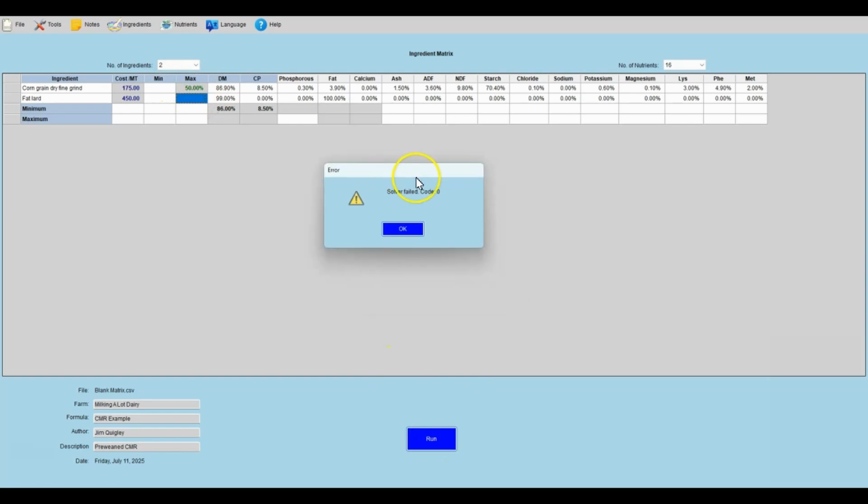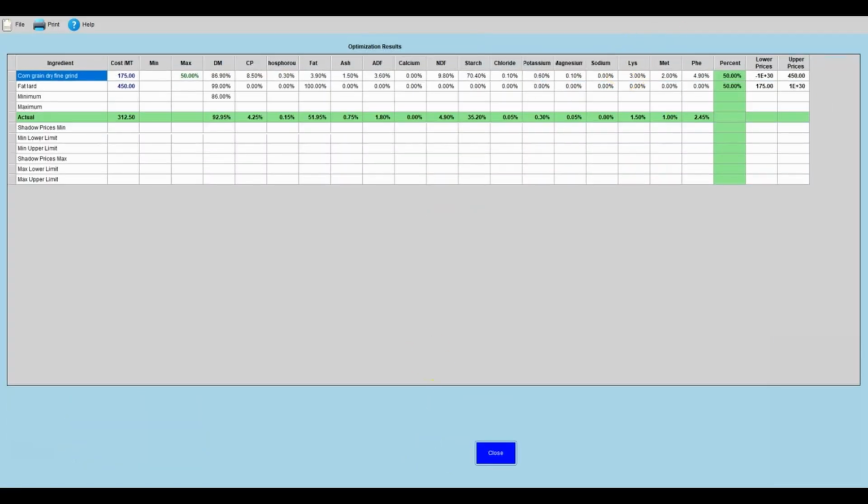solution is again infeasible. If I remove the protein requirement and keep only a dry matter minimum of 86%, along with 50% maximum for corn, the solver finds a feasible solution, 50% corn and 50% fat. However, that ration contains only about 4% crude protein, which may not be nutritionally acceptable.